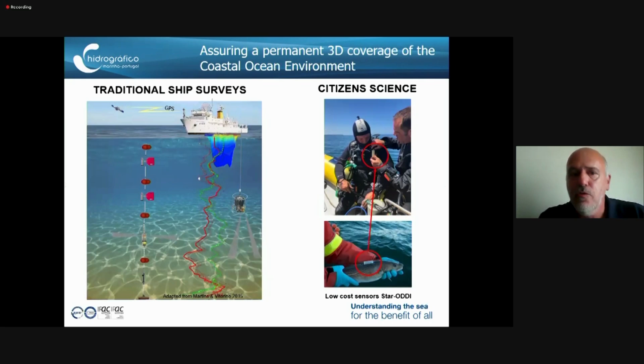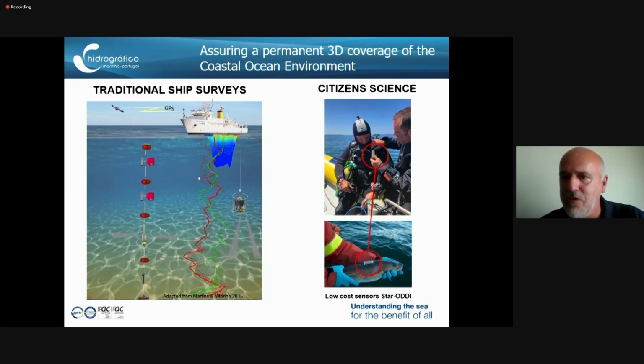Well, of course, we can use the traditional approach using surveys conducted by vessels, but these are costly, and we can have this kind of operation in the area during perhaps one or two or three periods of the year, not in permanence. So here, the importance is the link to the local communities, to engage them in this effort of maintaining the monitoring of the coastal ocean areas.